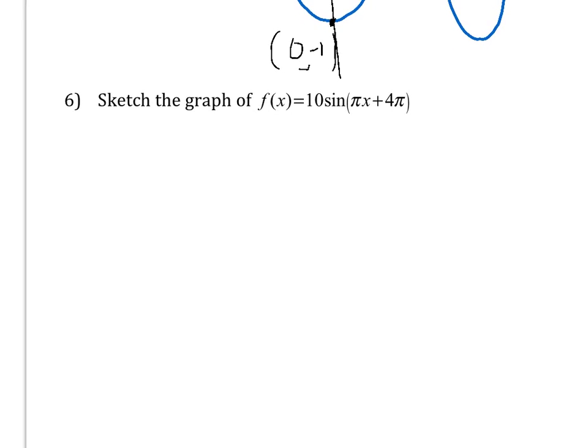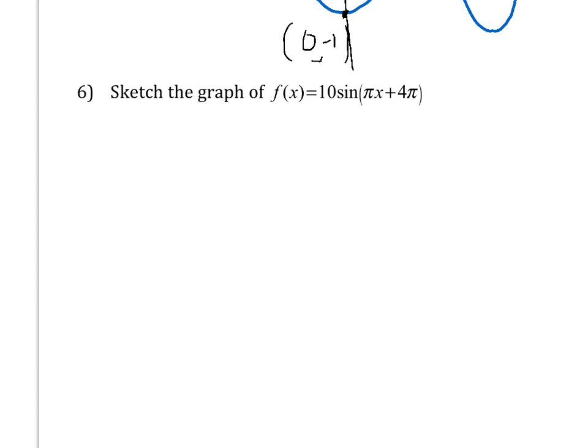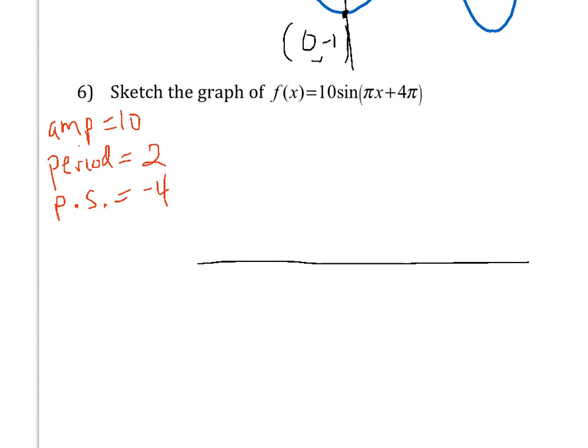Again, on this one, there's a lot going on here, so let's identify what everything is. Okay, in this one, we have f of x equals 10 sine of pi x plus 4 pi. So the amplitude is 10, the period's 2 pi over b, which becomes 2, and then the phase shift is negative c over b. So it's negative 4 pi over pi, which is negative 4. It sounds complicated, but the secret is to just plot the sine function, start at the phase shift, and go the period. So let's just plot the sine function here.